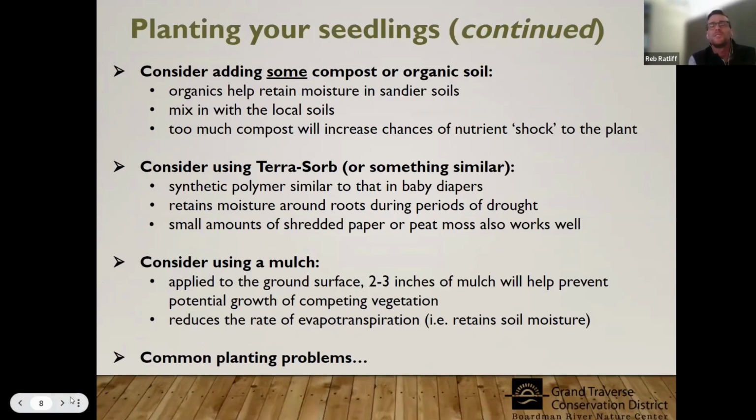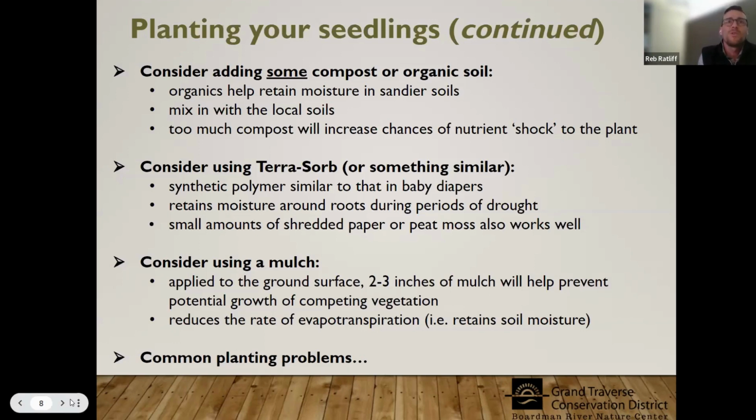I just noticed that I missed a bullet on that last slide: the need to remove any competing vegetation from around the seedling. It's really important, especially turf grass, really thick, shallow rhizome grasses are going to take a lot of the sun's energy and a lot of the water, and not allow it to get down to the plant. So that vegetation-free barrier around the seedling is important.